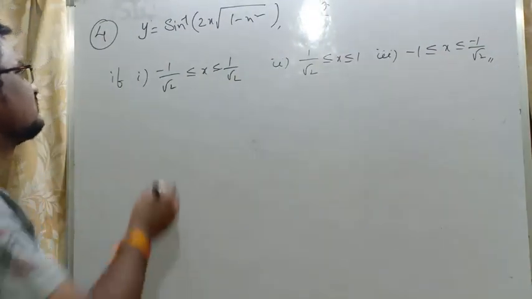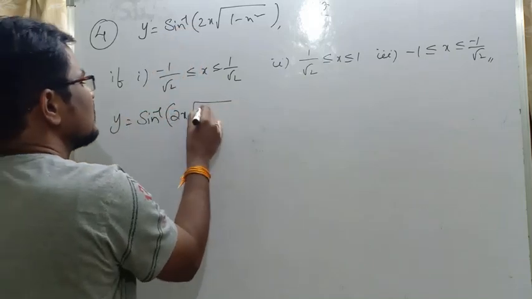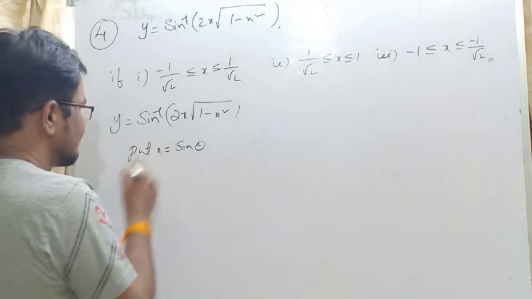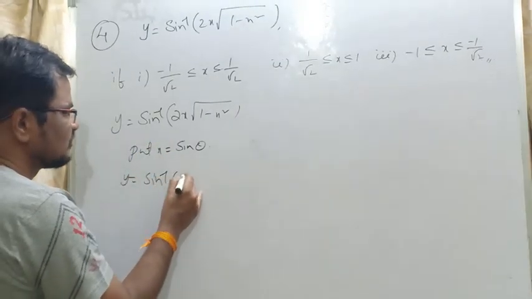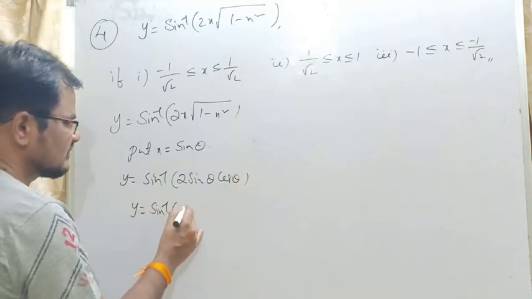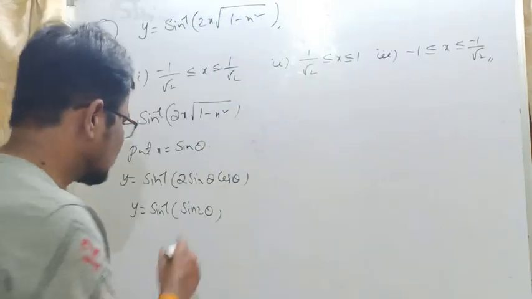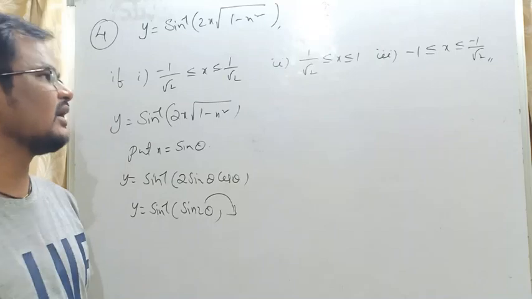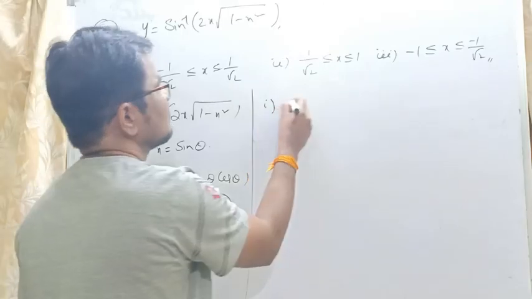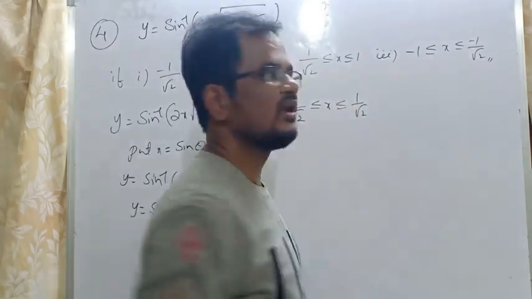Now first one, y equal to sine inverse of 2x root of 1 minus x square. Here put x equal to sine theta, y equal to sine inverse of 2 sine theta cos theta, y equal to sine inverse of sine 2 theta. And now is it equal to 2 theta or other than that one? How to identify? That depends on the condition. First condition is what? Minus 1 by root 2 less than or equal to x less than or equal to 1 by root 2, right?